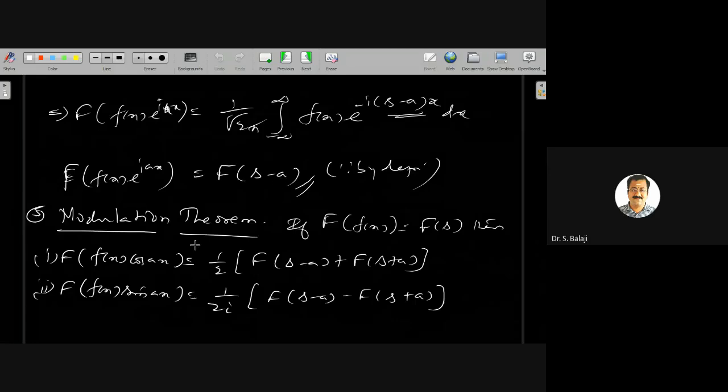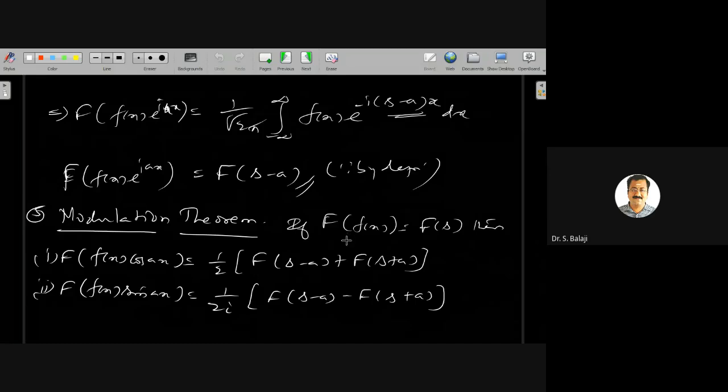Based on the same idea, as in the previous result where a complex exponential is multiplied, now we have the statement of modulation. Another property is the fifth property, the modulation theorem. This property and one more property only, that's all. Then we can complete.